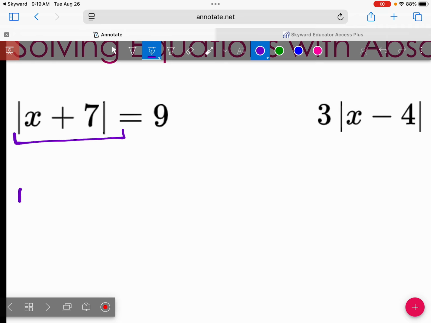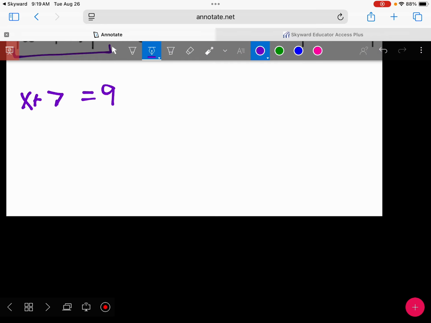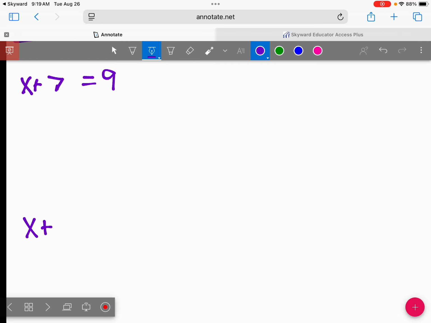So it could be that our x plus 7 is just sitting at 9. This is 9 steps from 0. 1, 2, 3, 4, 5, 6, 7, 8, 9. It could also be 9 steps that way. It's still 9 steps. So we need our x plus 7 is a positive 9, or my absolute value could equal a negative 9. So our x plus 7 could equal negative 9. We have two options here. And then we need to solve each of them.